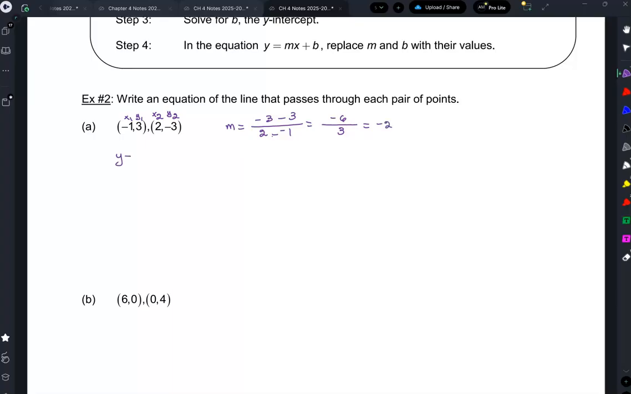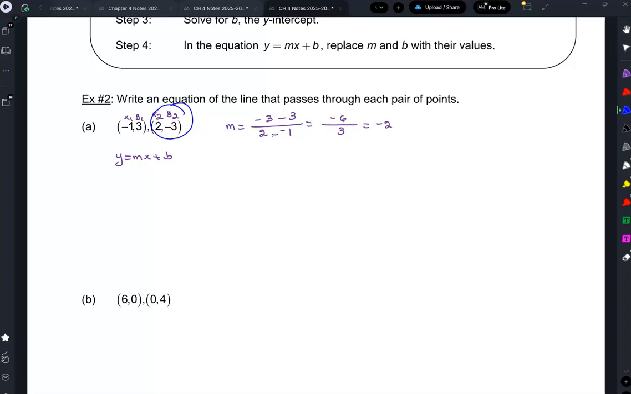Now, remember how I had y equals mx plus b? Okay, I have the m now. What I'm going to do now is choose one of these points to be x and y. It doesn't matter which one you choose. Magically, the final answer will be the same. So which one do you guys want to choose? 2. I was going to choose 1, but fine. Okay? So now this is x and y.